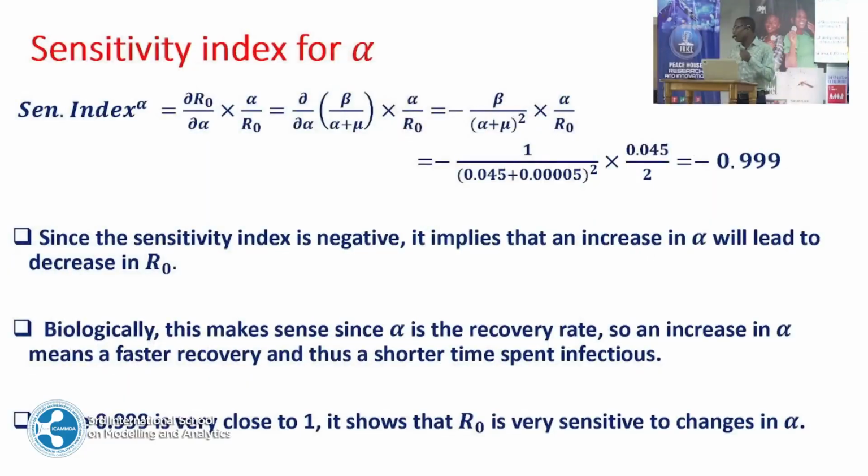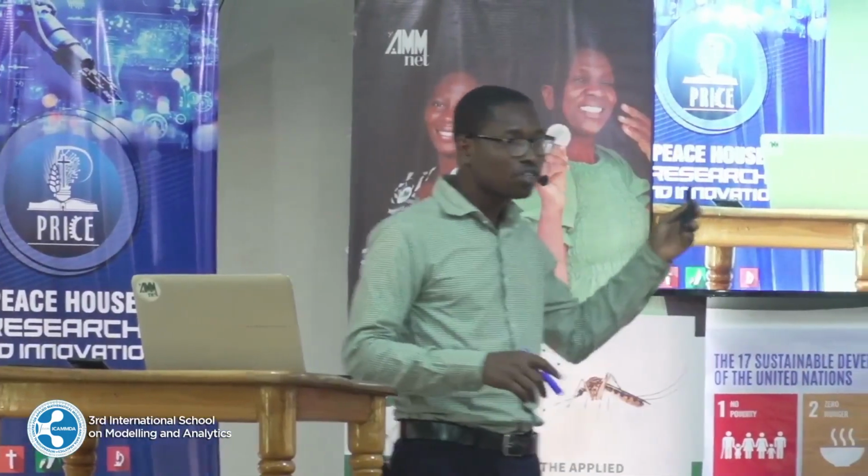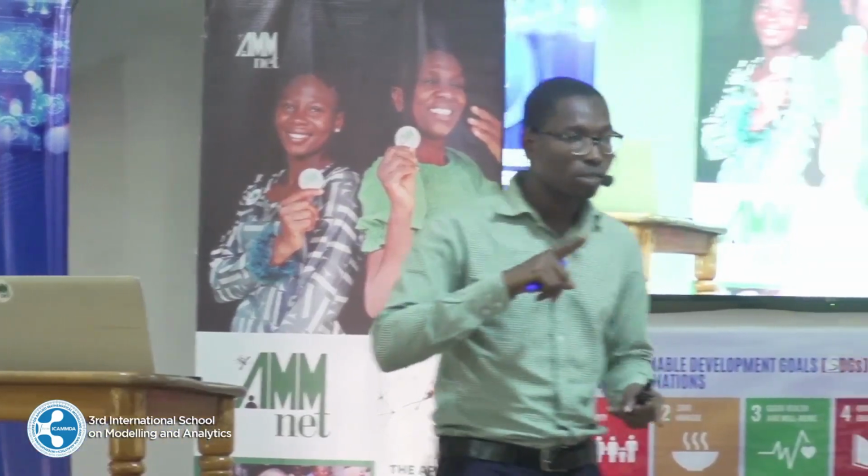Then since 0.99 is very close to 1, what happens? It shows that R naught is very sensitive to changes in alpha, just like the first one that is 1. This one is also very close to 1, 0.99. Yes, it's negative. So that means if I increase my alpha, what will happen? R naught will go down.